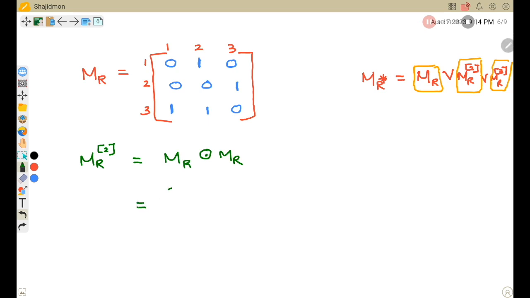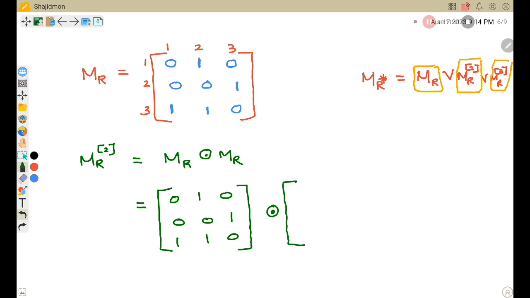So what is MR here? MR means 0, 1, 0, 0, 0, 1 and 1, 1, 0, Boolean product, the circled dot product, again with MR: 0, 1, 0 and 0, 0, 1, 1, 1, 0. Now we need to multiply these two matrices, calculating the Boolean product. All of you know how to calculate that. For example, this is row number 1, row number 2 and row number 3. In the second matrix we take column number 1, column number 2 and column number 3.